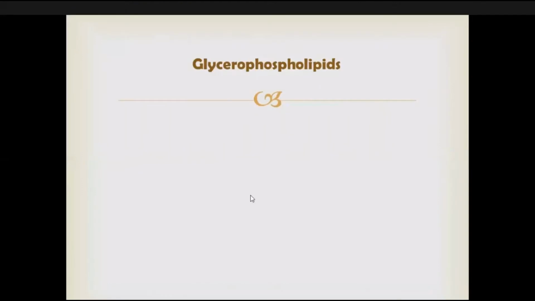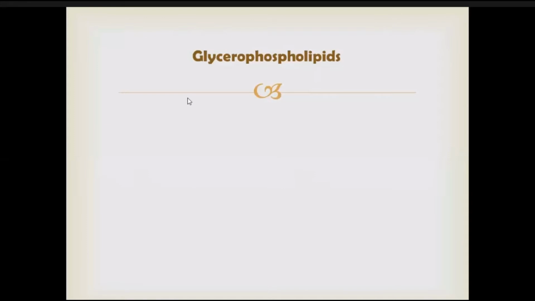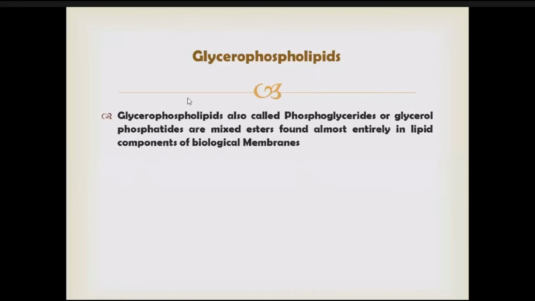We are going to start. Basically, what glycerophospholipids are. Glycerophospholipids are also called phosphoglycerides or glycerophosphatides. They are mixed esters that are found almost entirely in lipid components of biological membranes.